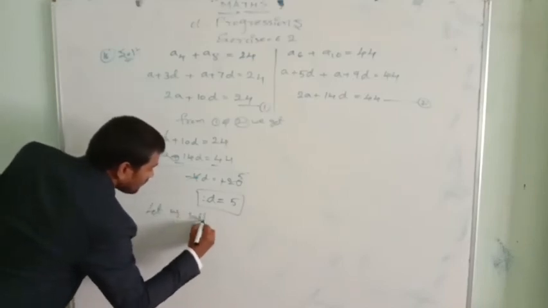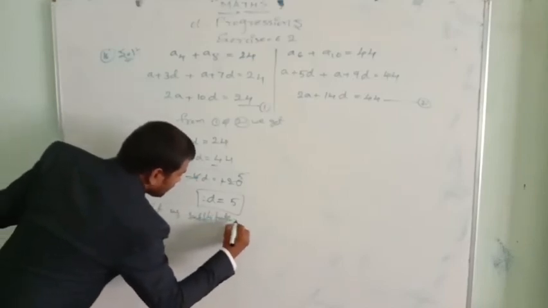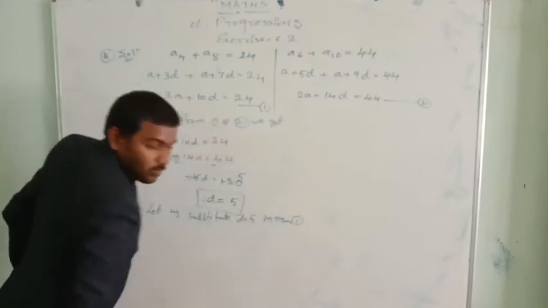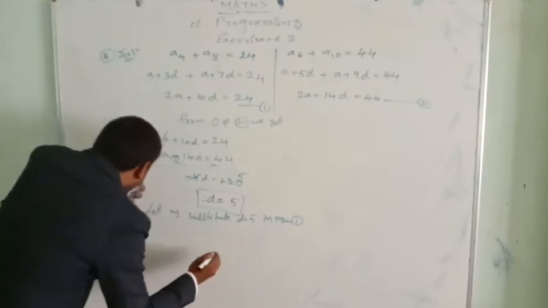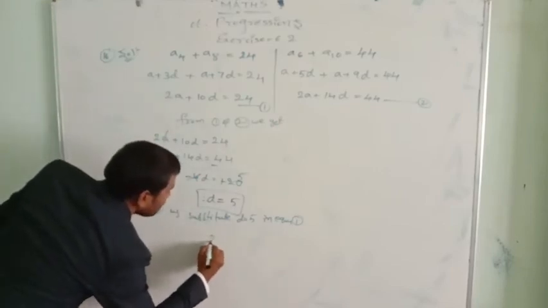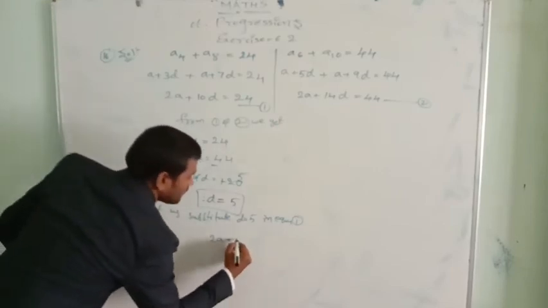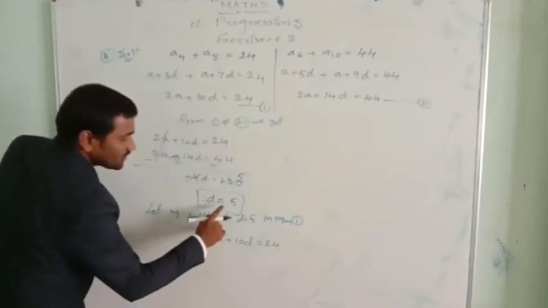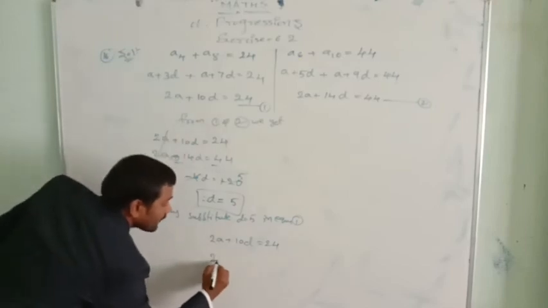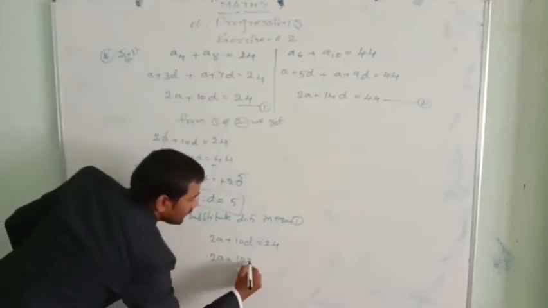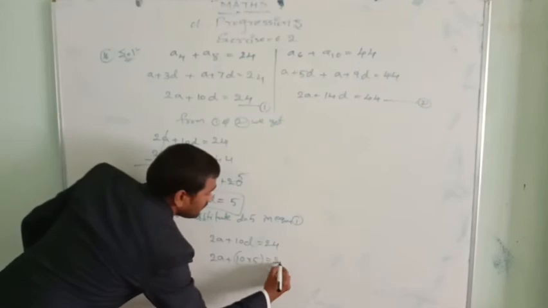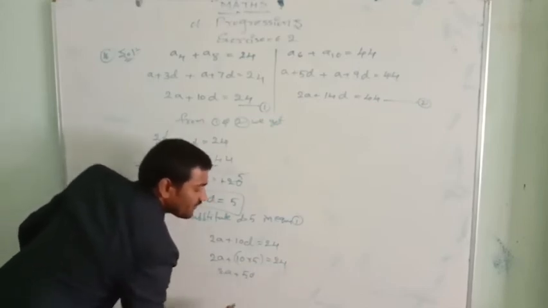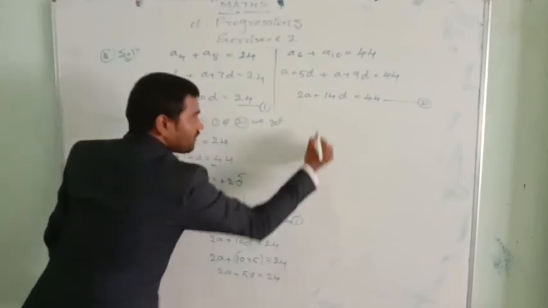Let us substitute D equal to 5 in equation number 1. What is equation number 1? That is 2A plus 10D equal to 24. So the D value, let us substitute here. 2A plus 10 into 5 equal to 24. 2A plus 10 into 5, 50, equal to 24.